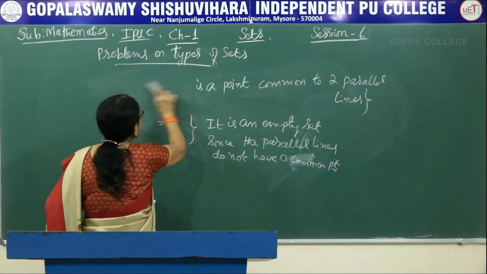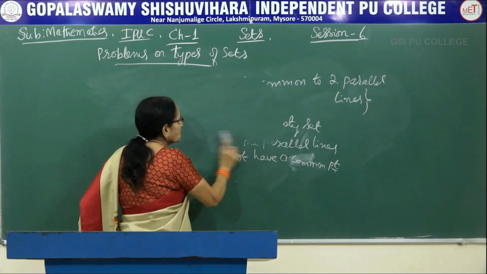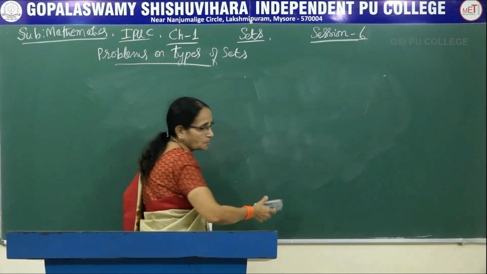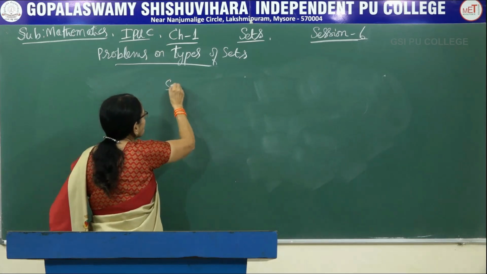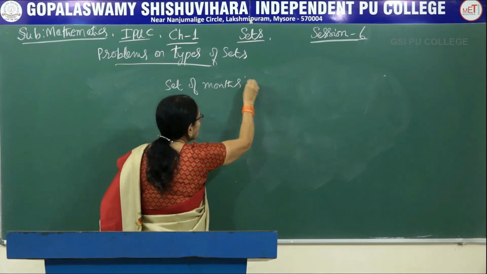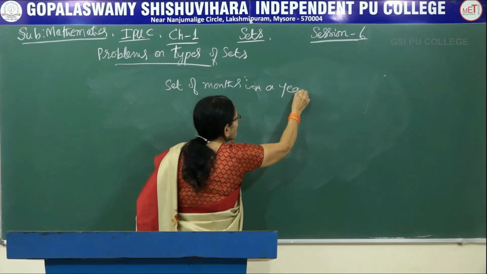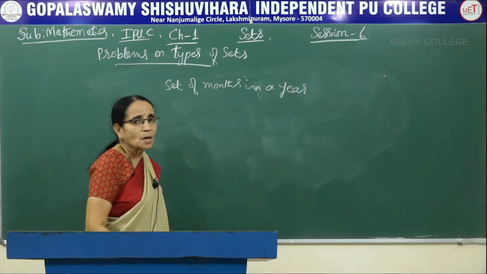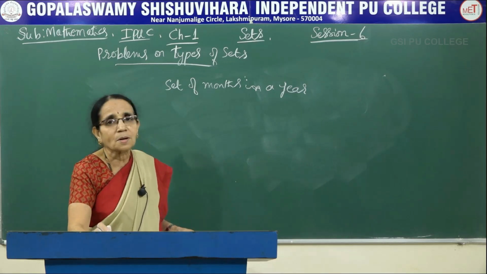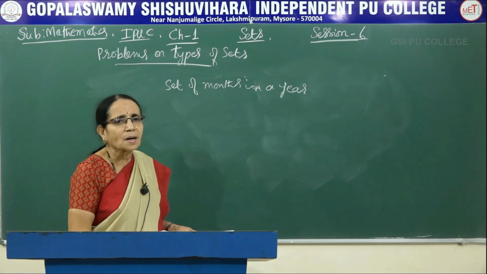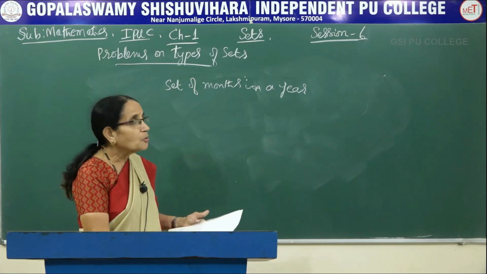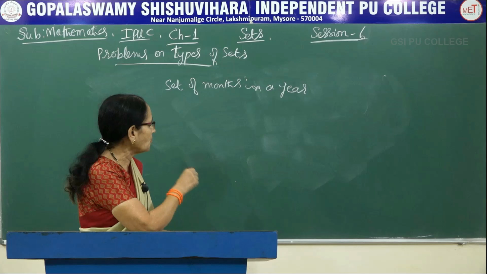The next is the set containing all the months of a year. The set of months in a year. You know that there are exactly, suppose we take our calendar year only, how many months are there? There are 12 months. So we know the exact number of elements present in this one. So how do you write that one? It is a finite set. How do you give the reason? It is a finite set.